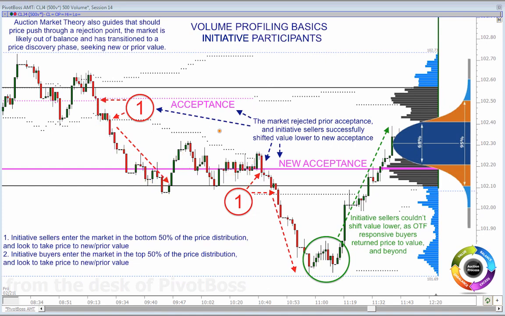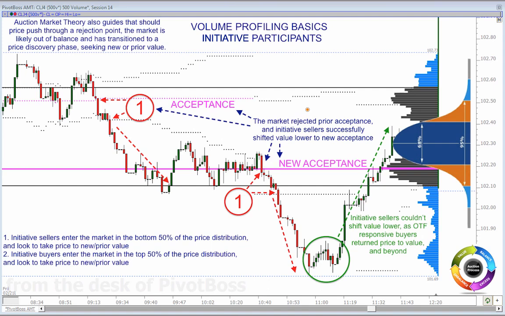If you're an initiative buyer, then you'd be buying from VPOC through the value high. So you'd be looking to buy here. So these were initiative buyers, and they weren't able to get price higher, and instead they were faded back to value and back to the value low by responsive participants.